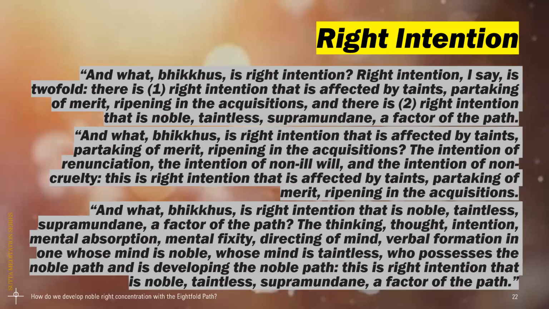And then when the Buddha talks about the noble right intention, that one's quite lengthy and we'll go through that. It says that in one whose mind is noble, so again, making reference to these references we said before, one whose mind is taintless, one who possesses the noble path, or who is developing the noble path, it is the thinking, the thoughts, intentions, mental absorption, mental fixity, directing of mind, verbal formation in one whose mind is noble and taintless and so forth.